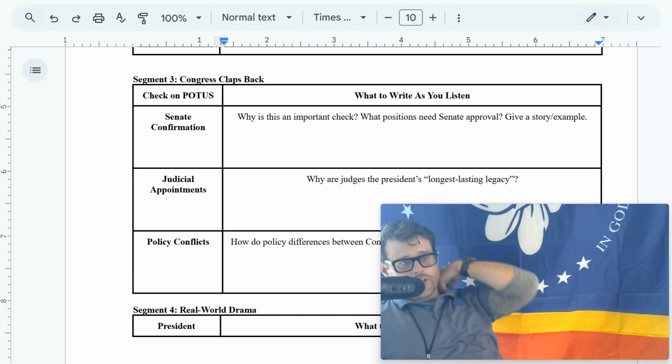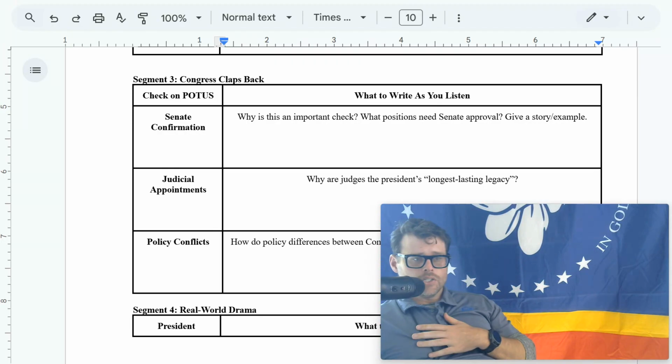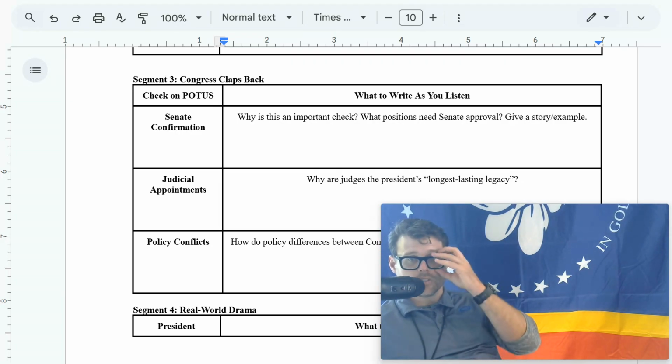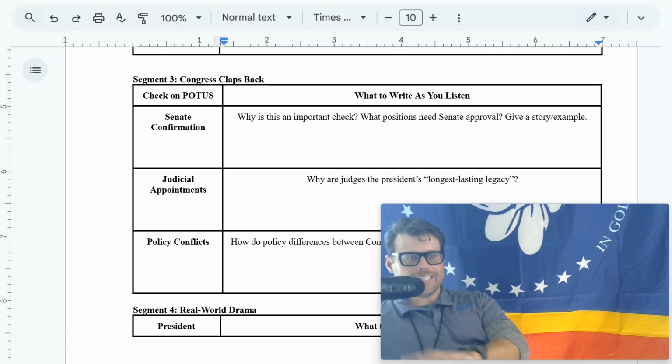And they use these checks, right? So the Senate confirmation is a massive one. The president can nominate cabinet members, department heads, ambassadors to foreign countries, judges to the federal courts, not just the Supreme Court, but all federal positions. But the Senate gets final say.